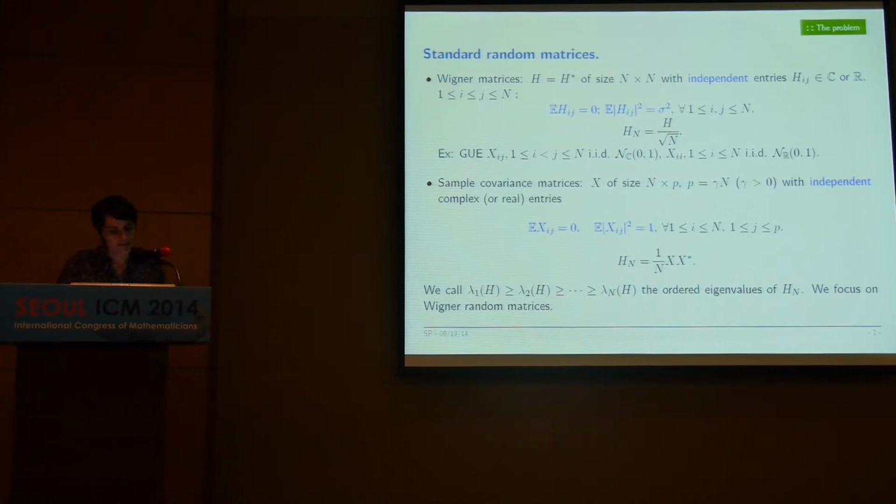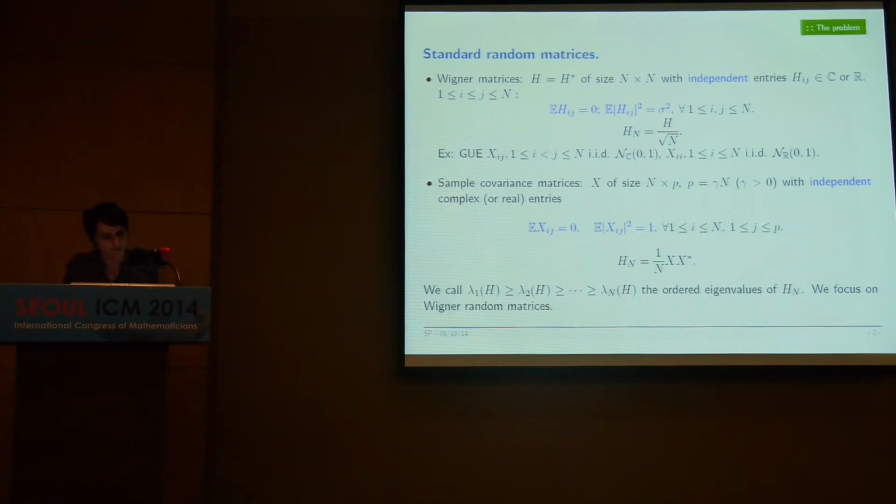The entries are assumed to be centered and with a finite variance, sigma squared, and it's now usual to rescale such a matrix by a factor 1 over square root of n. The typical ensemble of Wigner matrices is the so-called GUE, which is the complex Hermitian ensemble for which the entries are i.i.d. standard Gaussian entries, and real along the diagonal.